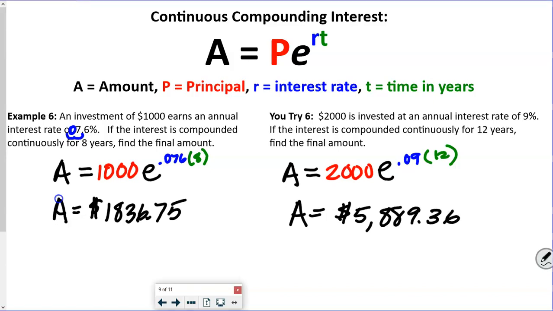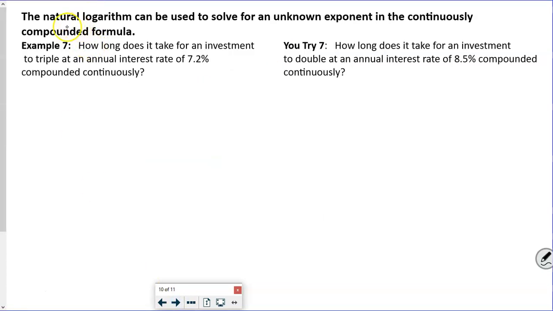All right, now we got a couple others that we want to do. So these are going to be a little more complicated. It says the natural logarithm can be used to solve for an unknown exponent in the continuously compounded formula. So what we're going to do is write this using our formula, but then use ln to solve for our missing number of years. So it says, how long does it take for an investment to triple? So this is really important, this triple right here, because it's going to tell us.